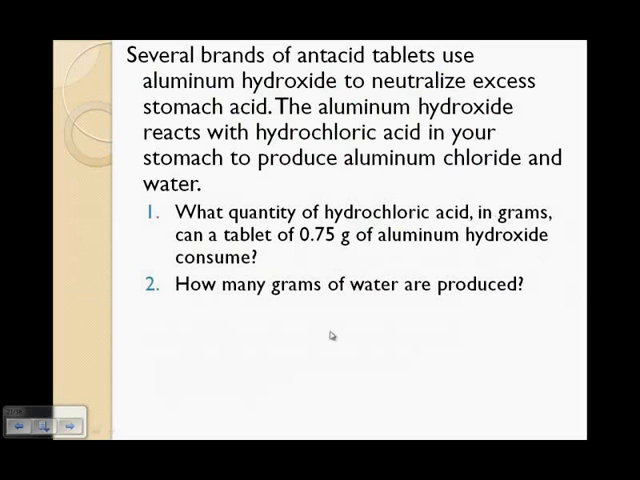Alright, so let's take a look at this problem. Several brands of antacid tablets use aluminum hydroxide to neutralize excess stomach acid. The aluminum hydroxide reacts with hydrochloric acid in your stomach to produce aluminum chloride and water. The question is, what quantity of hydrochloric acid can be neutralized, and then how many grams of water are produced?